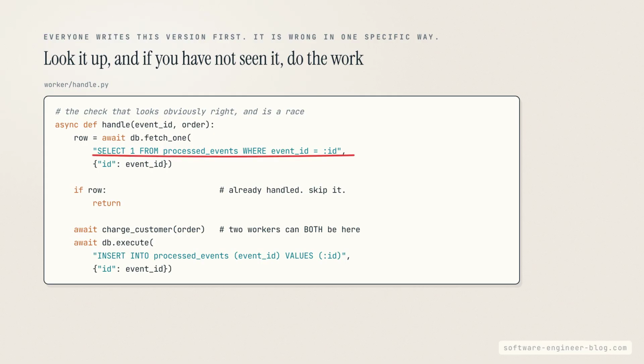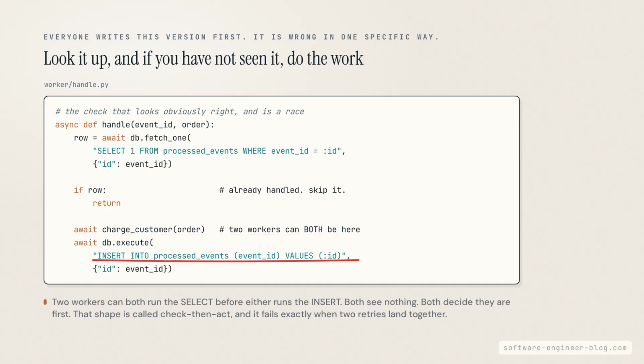Look up the event ID in a table of events you have already handled. If you find a row, stop. If you do not, do the work and then write the row. That reads perfectly. Now imagine 2 deliveries of the same event arriving at the same moment on 2 different workers. Both of them run the select. Neither has written its row yet, so both of them see nothing, and both of them decide that they are the first one. Both charge the customer.